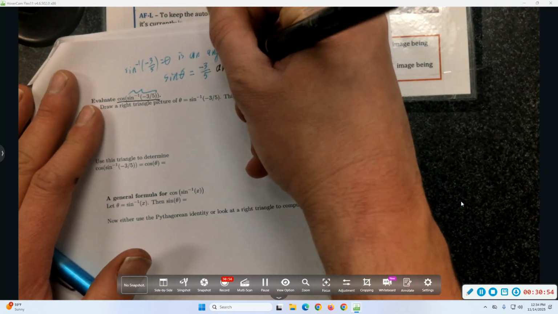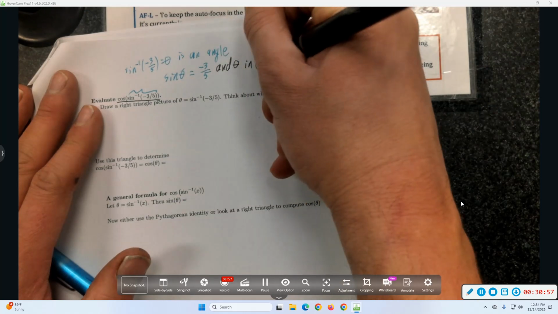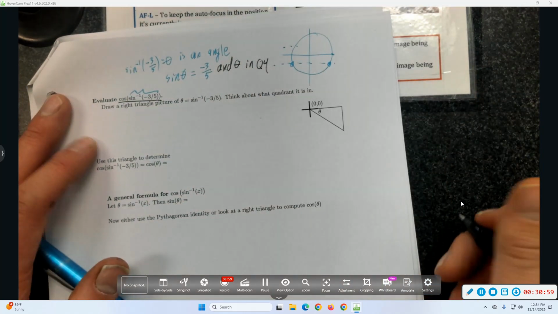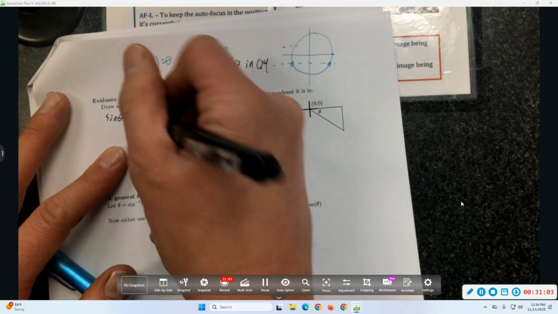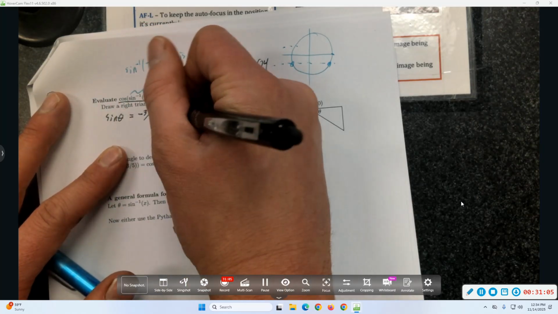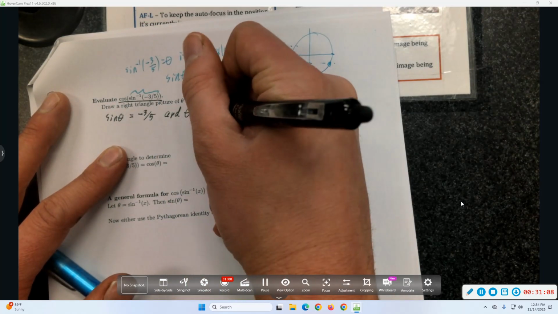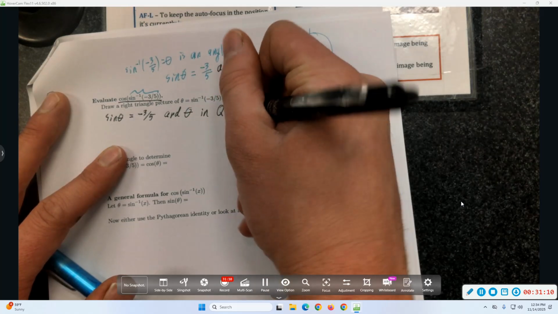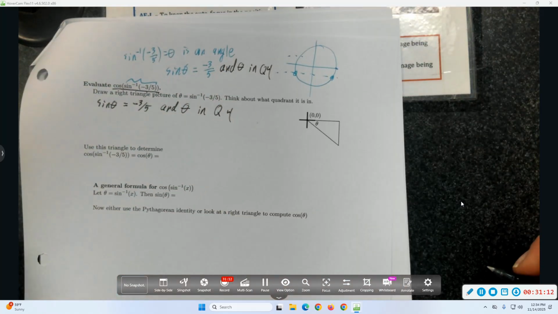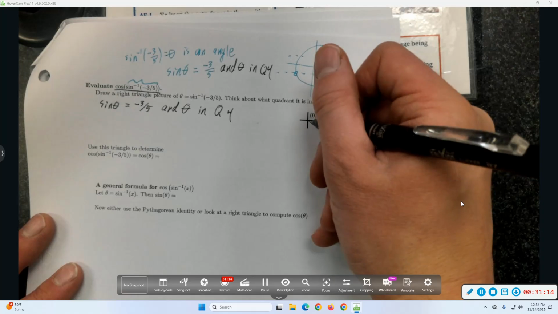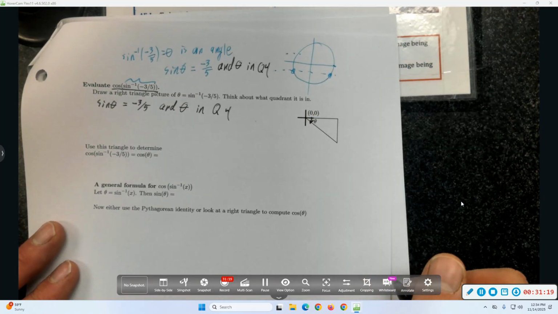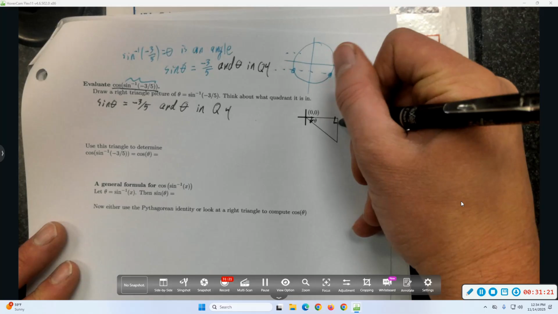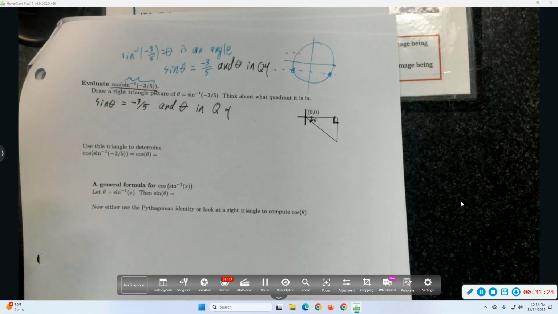And theta is in quadrant 4. So let's summarize. Right now I know sine of theta is -3/5, and theta is in quadrant 4. Let's draw a picture that summarizes that. It's in quadrant 4, so I rotate down to get to it. And let's also draw a right triangle to illustrate it. What sides of that triangle can I now label?